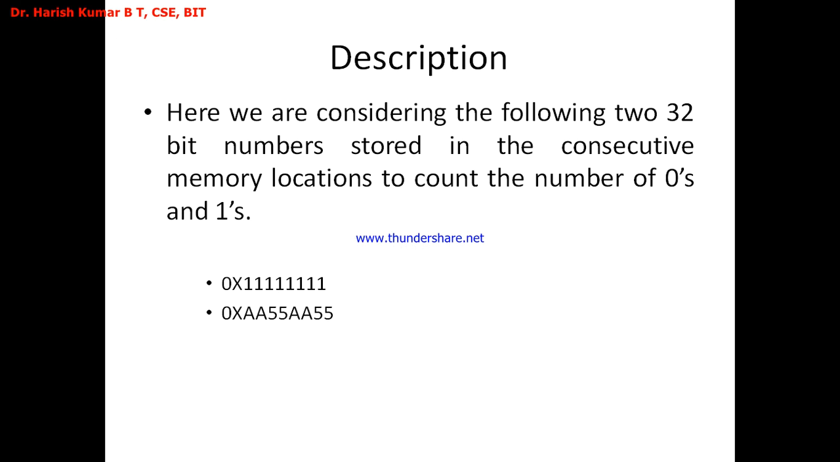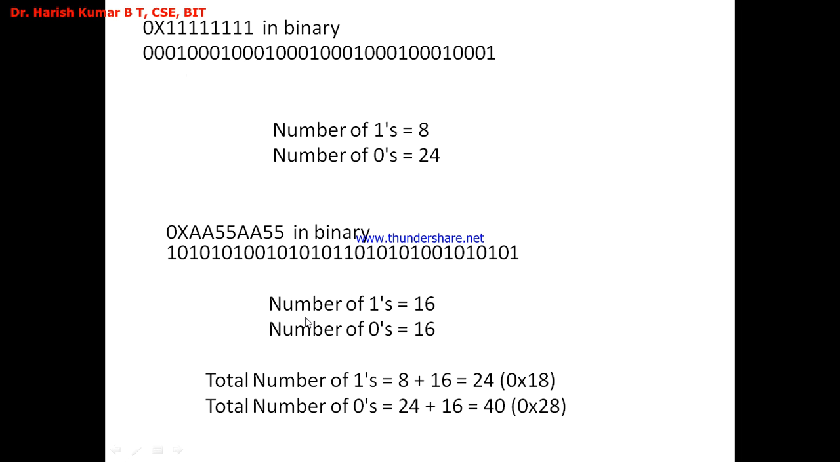Now let me explain briefly these two 32-bit numbers. The first number is 11111111 and the second number is AA55. Each one is a 32-bit number. Now the hexadecimal number, the first number which I showed you in the previous slide, in binary is something like this. Each hex digit 1 is represented by 0001, and this one is represented by 0001, and this one again 0001, like this.